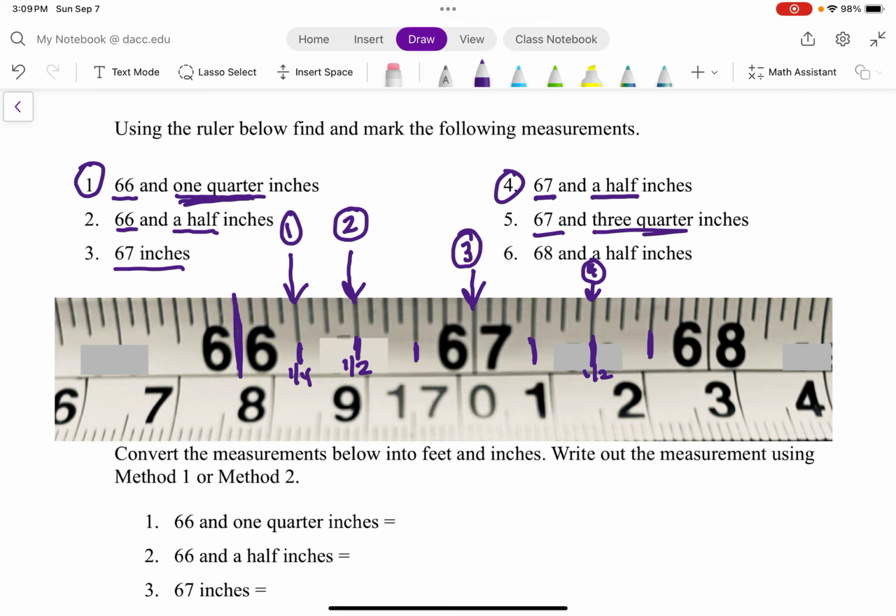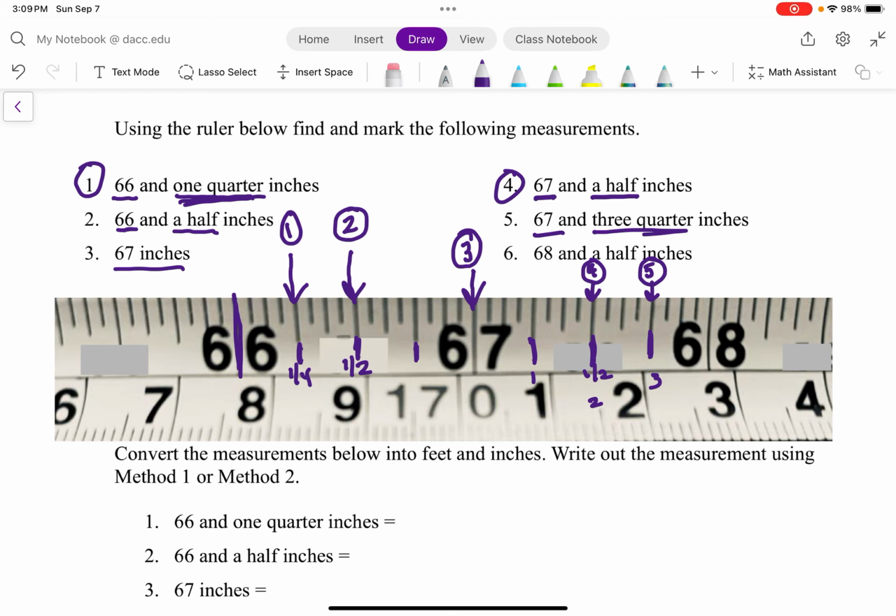Next one is 67 3/4. So remember, 3/4 is the third line. So we got the first, we got the second, there's the third line. So then 67 3/4 would be right here, number 5.